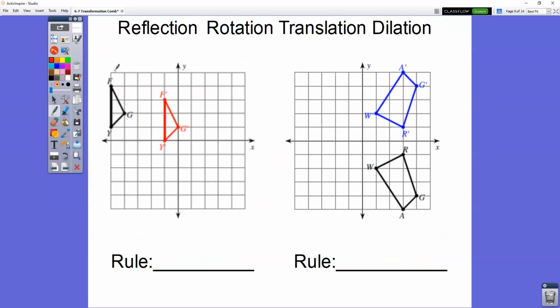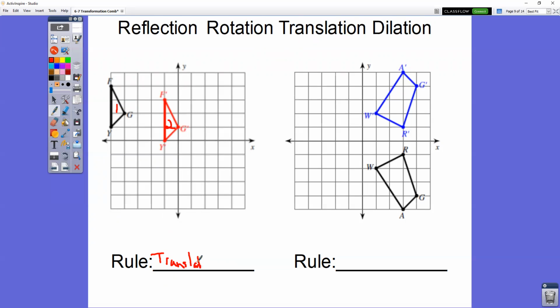All right. How do we get from this triangle to this triangle? Remember, we always go from the no prime to the single prime. So how are we getting from here to here? Is it a reflection? Is it a mirror opposite image? No. Is it a rotation? Is it being turned? No. Is it a translation? Is it being slid to the right? Yes, it is. All right. We're sliding to the right. So this is a translation.